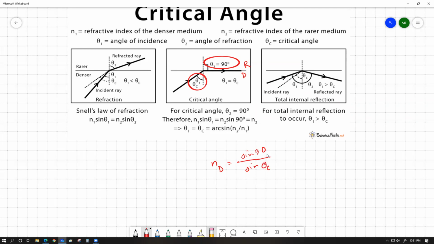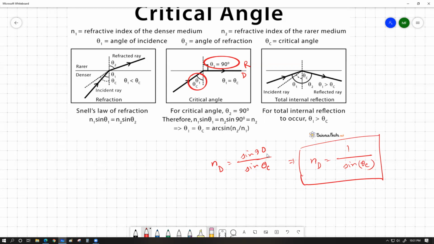In your syllabus, sometimes the angle is also represented by only the letter c. It really doesn't matter, as long as you understand this is the critical angle. So sine 90 has a value of 1, which ultimately gives us the refractive index of the denser medium as 1 upon sine of the critical angle. This can prove to be very helpful to find the value of the critical angle in a lot of cases.